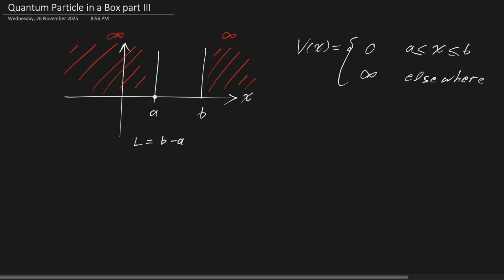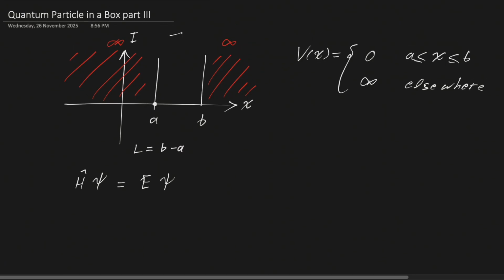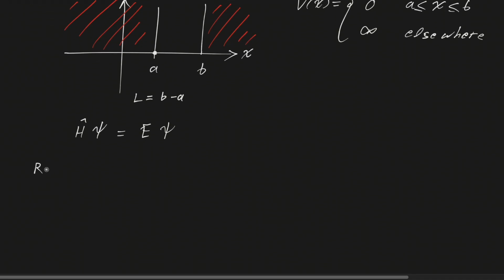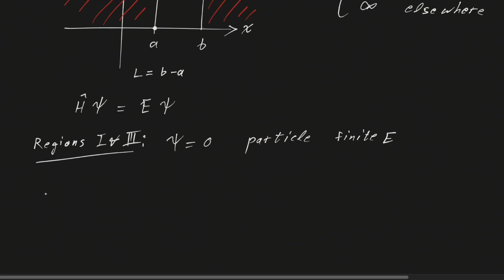Now again, what we would like to do in this case is solve the Schrodinger equation to get the energy eigenstates with the corresponding eigenvalues for this generalized case. Obviously, we have three regions of interest: region 1, region 2, and region 3. In regions 1 and 3, as usual, psi will equal 0, because the particle will have finite energy, and no particle with finite energy can exist in a region of infinite potential.